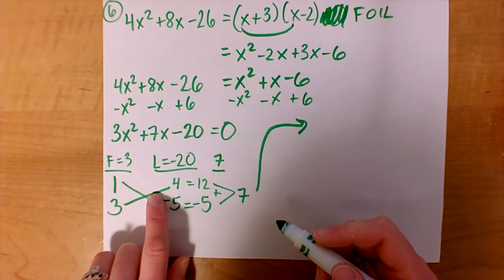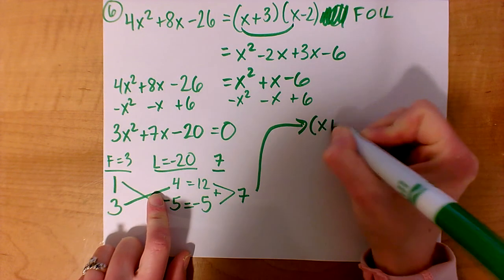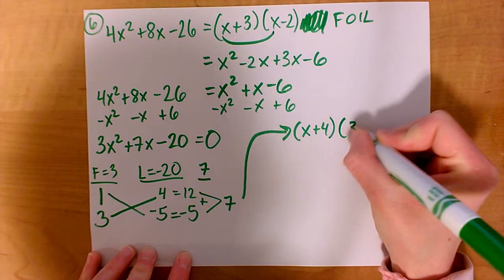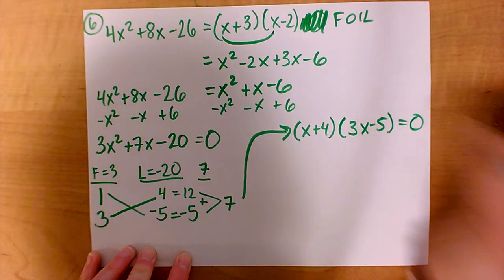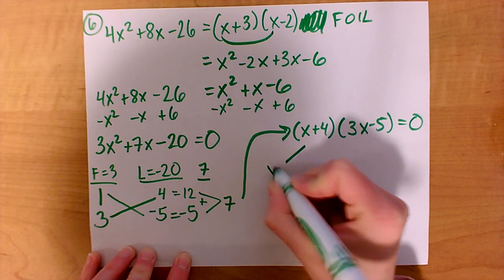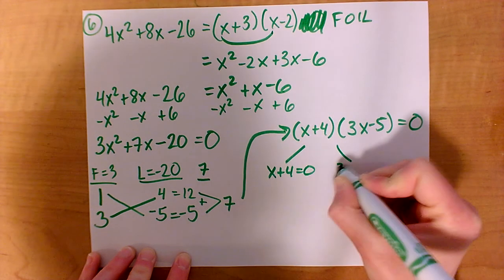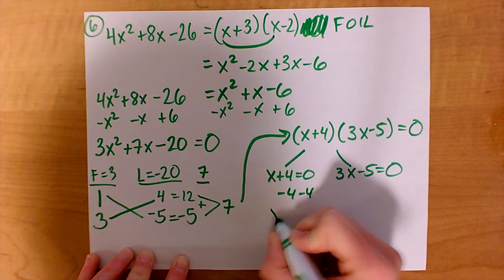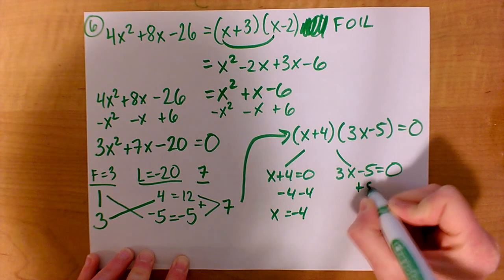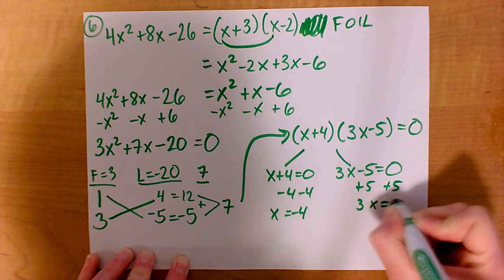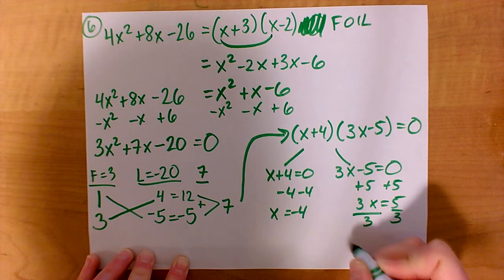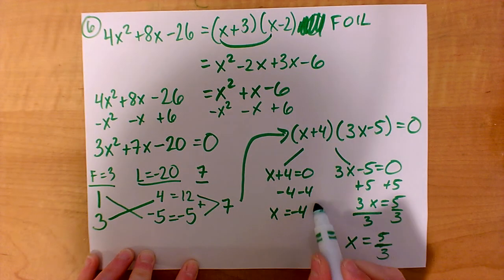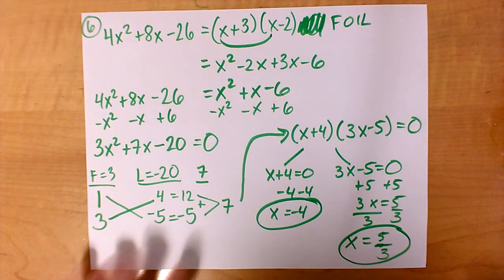So then my first factor, well, 1 and 4, those will go together as a pair. So that will be 1x plus 4. And then 3 and negative 5, those will go together as a pair. And that will be 3x minus 5. And that'll equal 0. So separate these. I'll have x plus 4 is 0, and 3x minus 5 is 0. I solve each of these. Minus 4, x is negative 4. Add 5, 3x is 5. Divide by 3. And then x is 5/3. So our two solutions are negative 4 and 5/3.